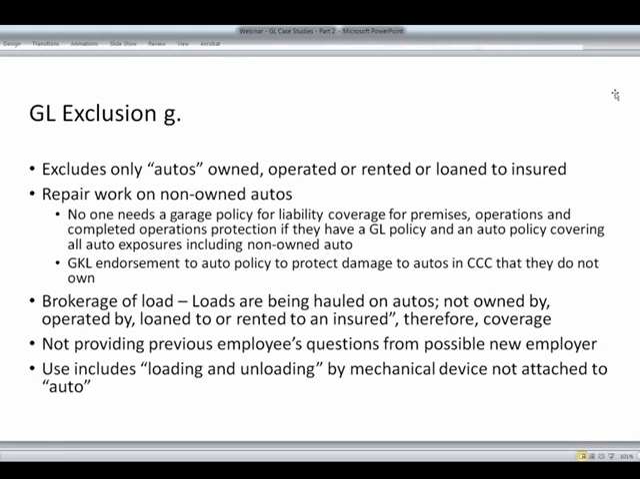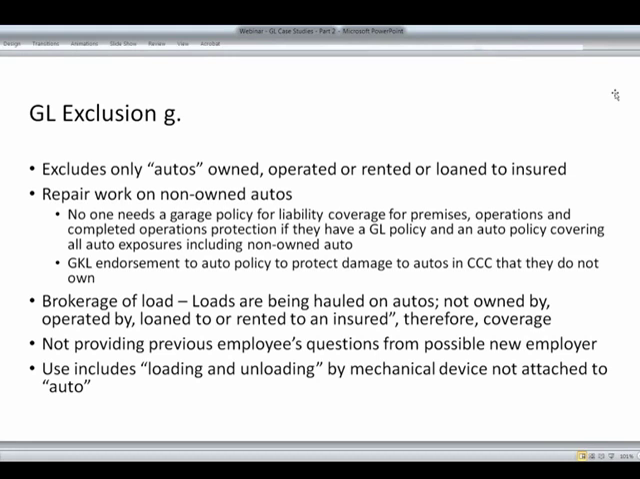Because if I have someone on my premises who trips and falls, that's clearly covered under GL. If a brake job, like the example that we gave you earlier, failed later, then the vehicle is not being operated by your insured with the garage operation. It is not owned by your insured with the garage operation. It is not rented to your insured with the garage operation. It's not loaned to your insured with the garage operation. So therefore, that failed work is covered under their GL.